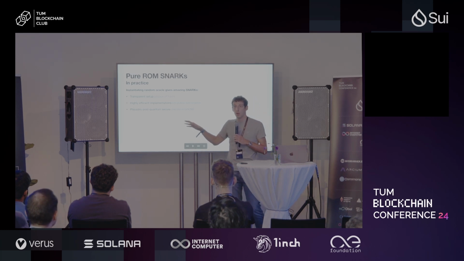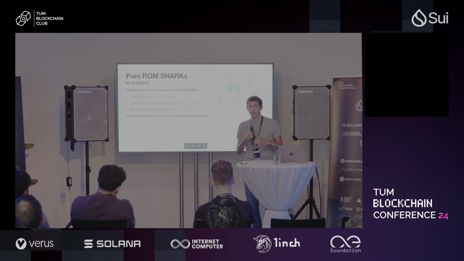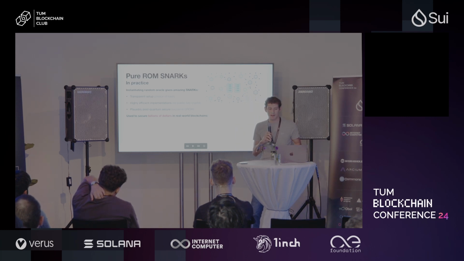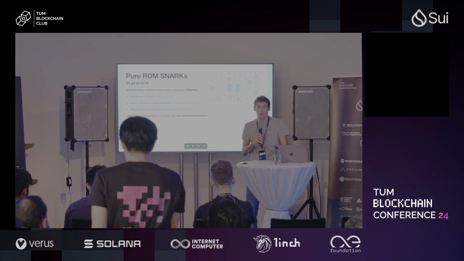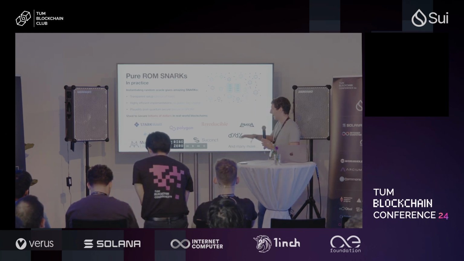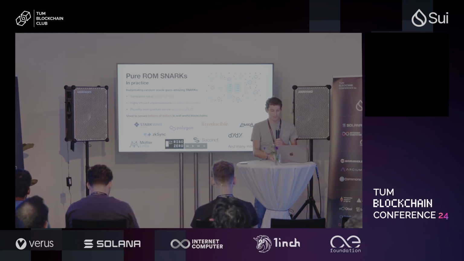the quantum random oracle model, so the resulting heuristic instantiation is plausibly post-quantum secure, which is also a nice to have. So all these characteristics led STARKs to be used widely in practice to secure now billions of dollars in real-world blockchains. And here I've just put a bunch of different logos of people that use STARKs in practice.